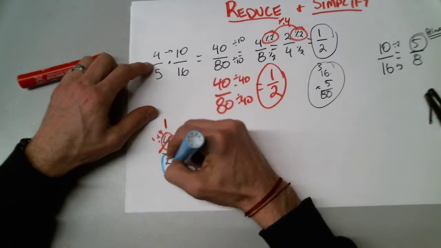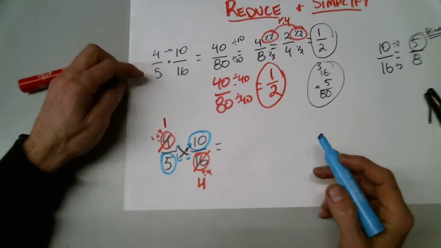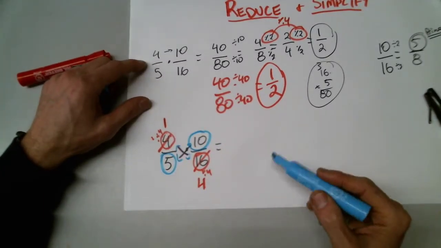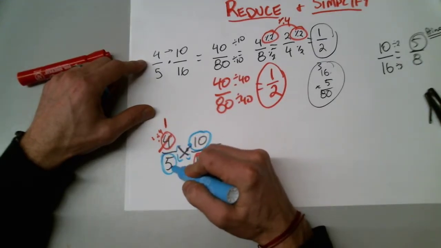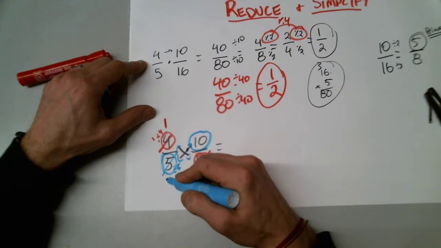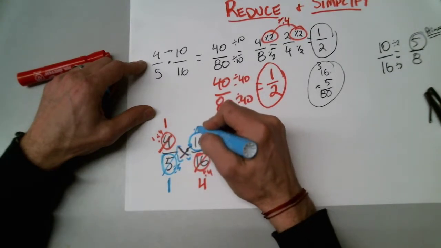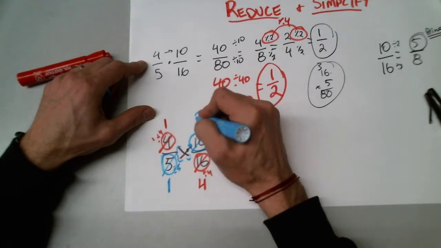So next thing we're going to do is we're going to look at these crosses. So 10 and 5. Is there a number that goes into both 10 and 5? 5, that's right. So here, 5 divided by 5 gives me 1. 10 divided by 5 gives me 2.